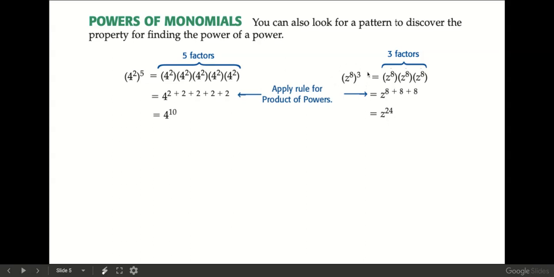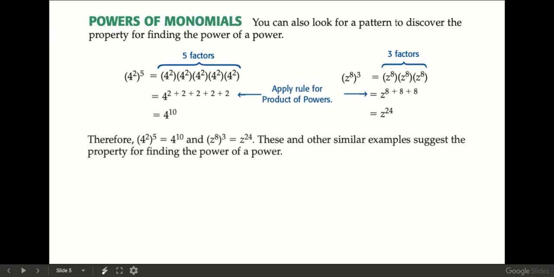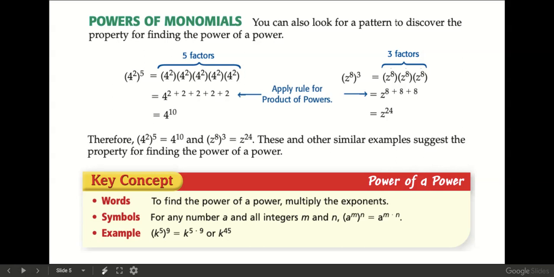Again, do you see a pattern? Z to the 8th to the 3rd and z to the 24th, right? Notice that I am multiplying the exponents, right? 2 times 5 is 10, and 8 times 3 is 24, right? These examples suggest that there is a property for finding the power of a power, and that is known as the power of power rule.